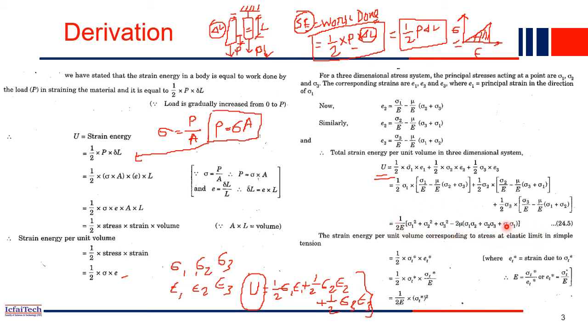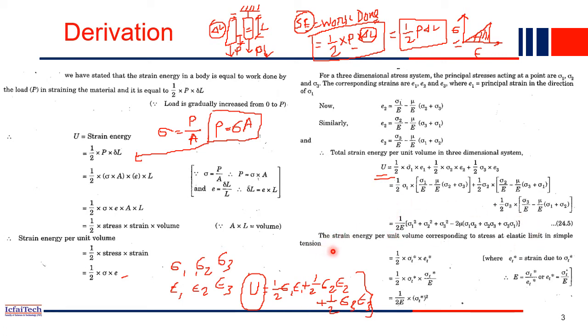So this is the total strain energy per unit volume in a three-dimensional system where sigma 1, sigma 2, sigma 3 are the three principal stresses and epsilon 1, epsilon 2, epsilon 3 are the three principal strains. So this is the total expression for the strain energy, which is the applied strain energy.